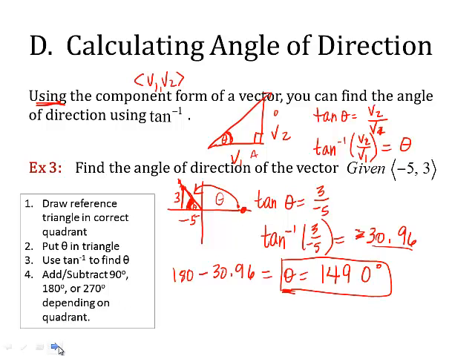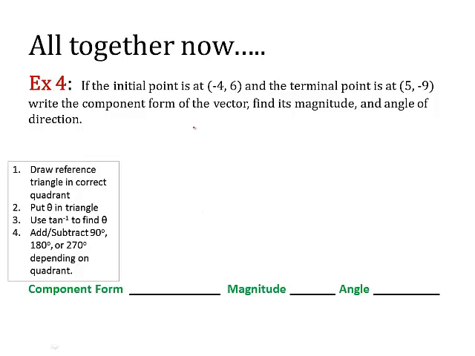We'll try some more. Okay, let's do another one here. If the initial point is at negative 4, 6, the terminal is at 5, negative 9. First, write the component form, find its magnitude, and its angle of direction. Okay, so component form first. Remember, terminal minus initial, terminal minus initial. So my component form is going to be 9, negative 15.